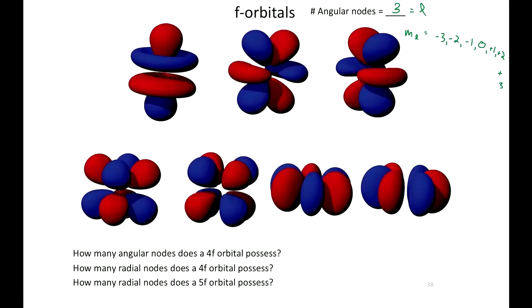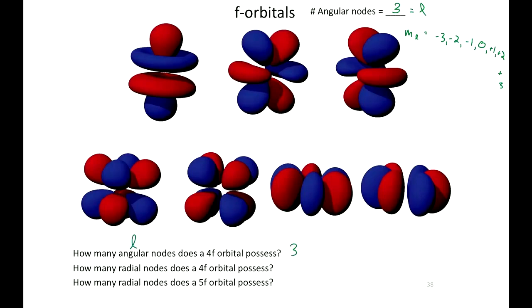They are very complex. That's why they're not labeled any further. I just want to show you there are 7 different orientations because there are 7 different MLs. So there'll be 7 different boxes in a 4F orbital, right? Okay, so let's answer these questions because we can do that without these actual orbital designations. How many angular nodes does a 4F orbital possess? 3, because that's the L value.